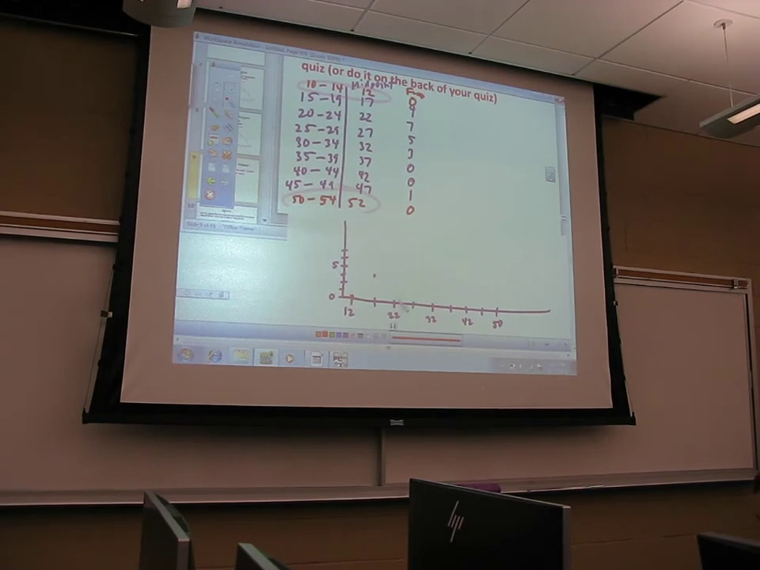So you're going to find every single midpoint. And you're going to put the midpoints along the bottom. And then above each midpoint, you're going to put a dot where the frequency is for that class.